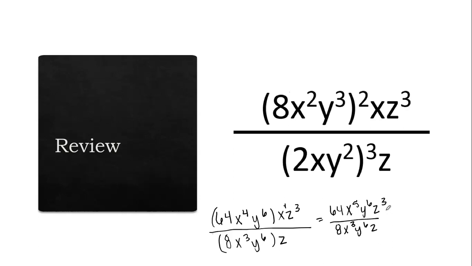Now we can divide. And when we divide, what do we do with the exponents? We subtract them. Oh my goodness, this is like music to my ears. Good job, guys. I'm so proud. So 64 divided by 8, 8.